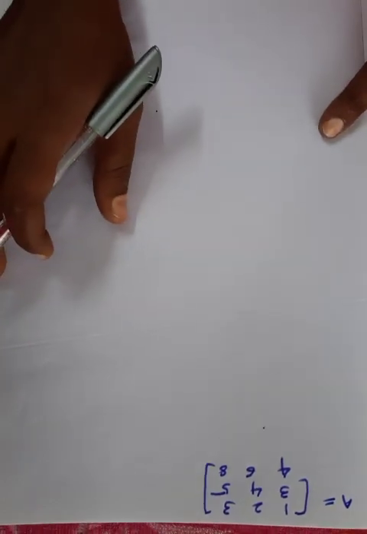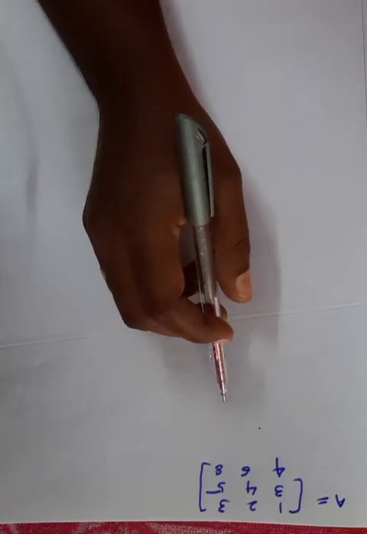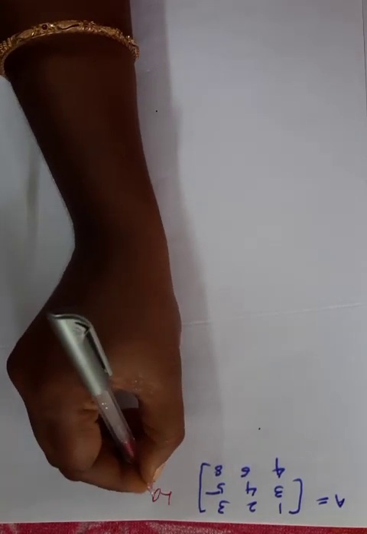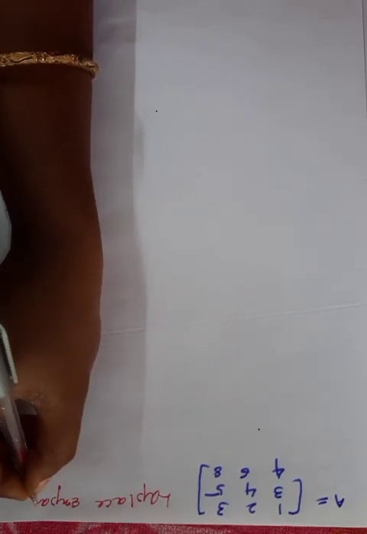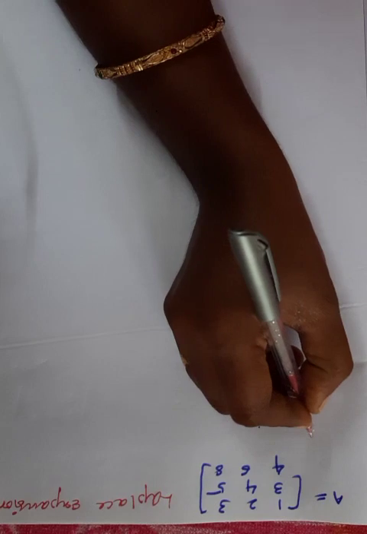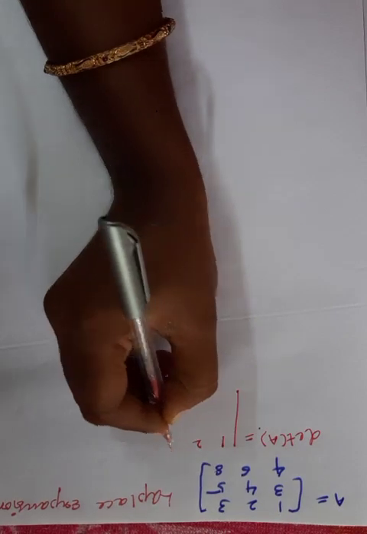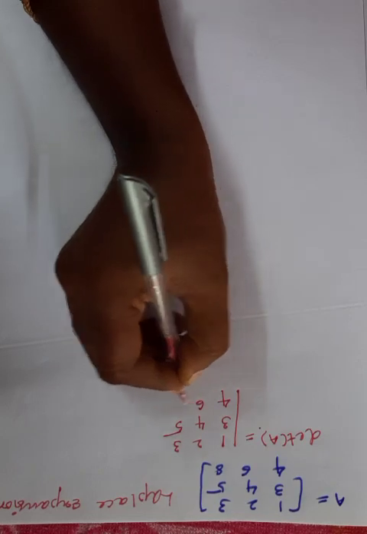Our next question is A is equal to 1, 2, 3, 3, 4, 5, 4, 6, 8. So here we have to prove that the given matrix A is a singular matrix. So for this you have to use Laplace expansion. So already we have discussed about Laplace expansion in your previous class. So here det A is equal to mod of 1, 2, 3, 3, 4, 5, 4, 6, 8.